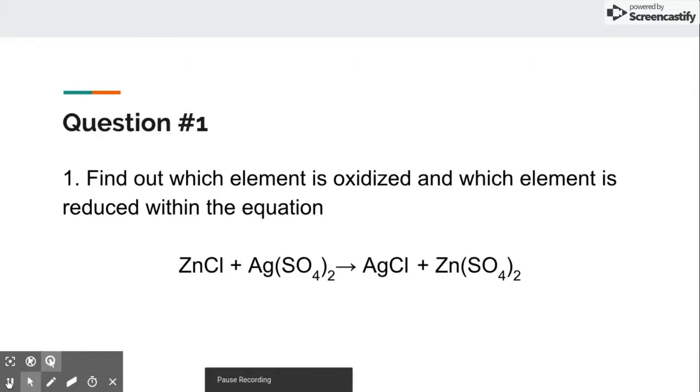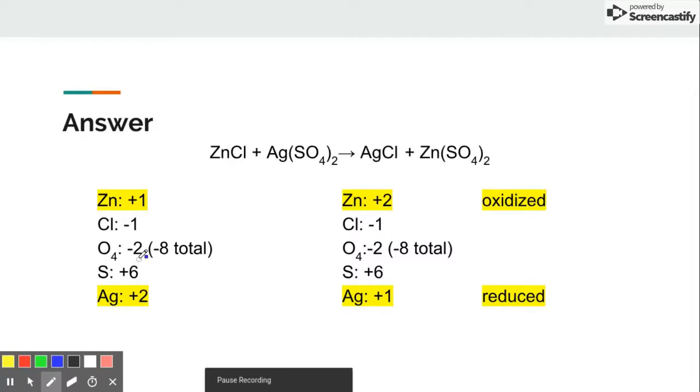Alright, so let's begin with question 1, which asks us to find which atom is oxidized and which atom is reduced within the equation where zinc chloride is combined with silver 2 sulfate to create silver chloride and zinc 2 sulfate. Take some time to try and figure out the question on your own and then come back to the video to check your answer.